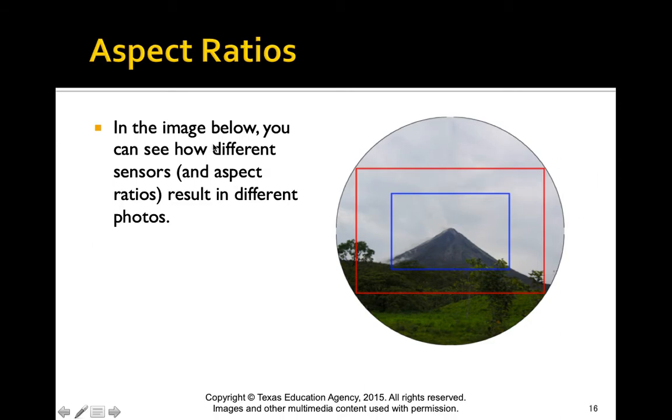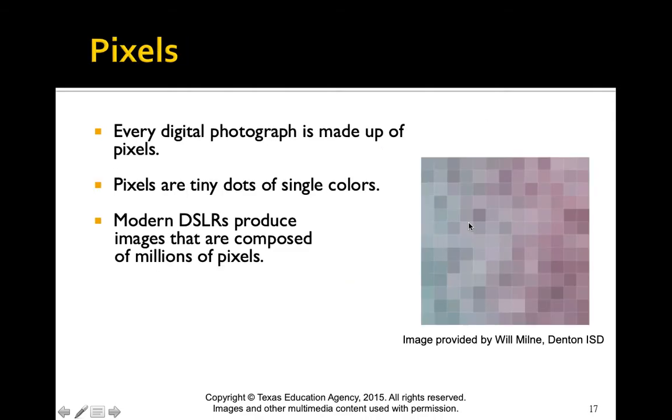Here you can see how different sensors pick up different aspect ratios. So this sensor is going to be, it's not just the size, okay? It has to do with what the size of the rectangle is. This red rectangle is a little bit longer, and the blue rectangle is a little bit fatter. All right, that's aspect ratio.